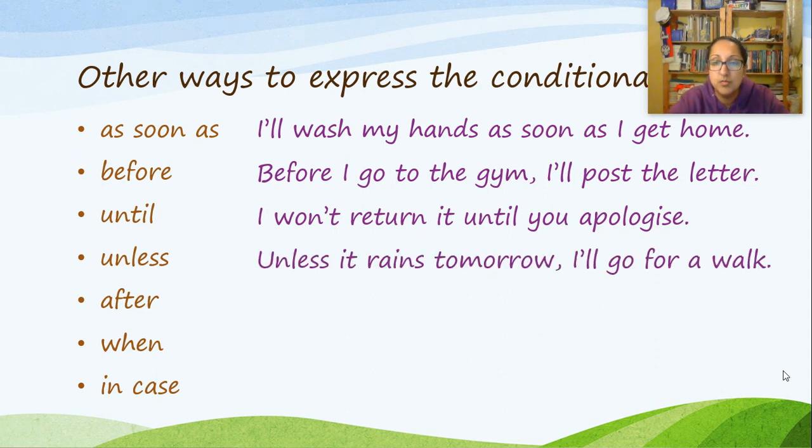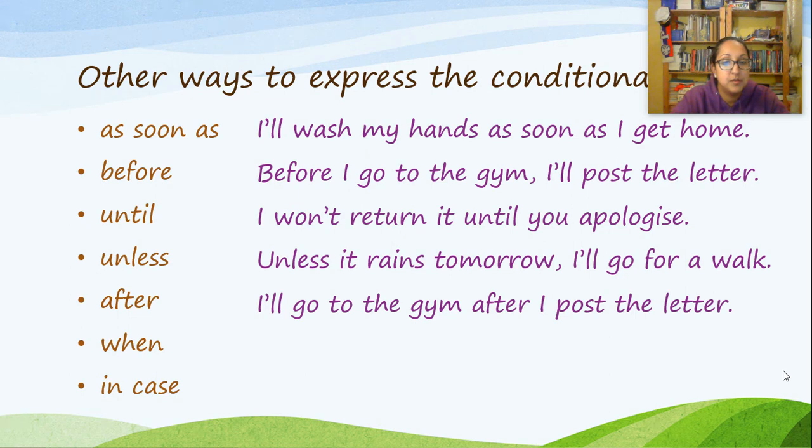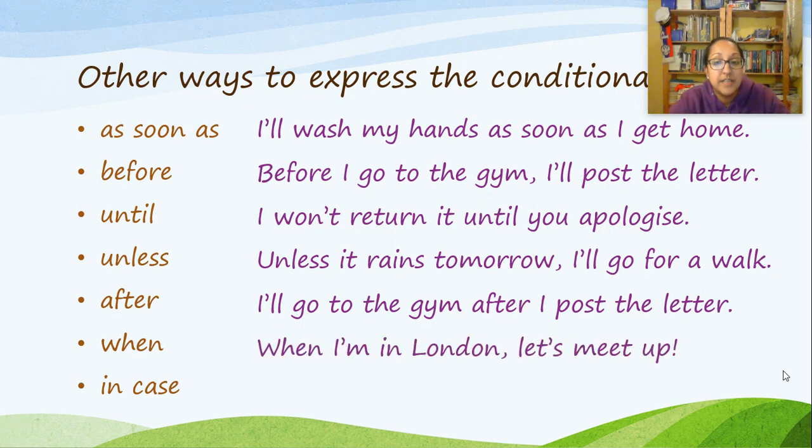Unless it rains tomorrow, I'll go for a walk. So if it doesn't rain tomorrow, I'll go for a walk. If it rains tomorrow, I won't go for a walk. After is the opposite of before. So I'll go to the gym after I post the letter. So this sentence means the same as the sentence we looked at a little earlier. When I'm in London, let's meet up. So at some point during the time when I'm in London, let's meet up.